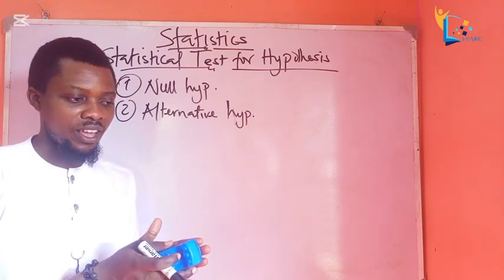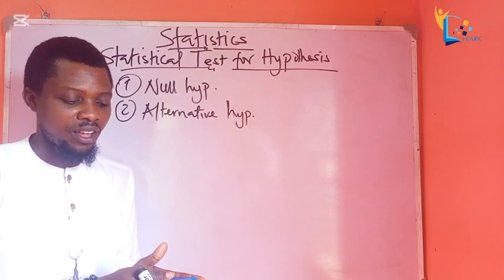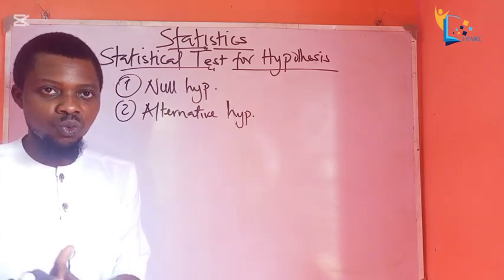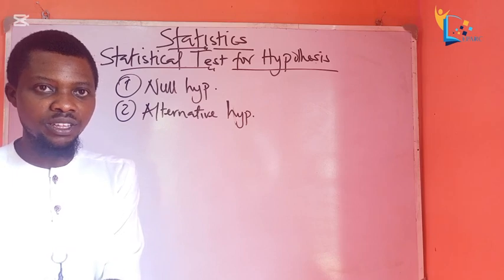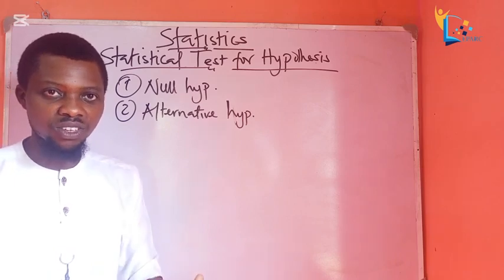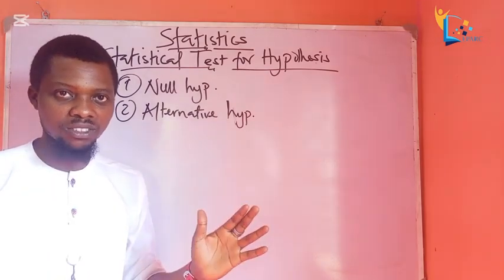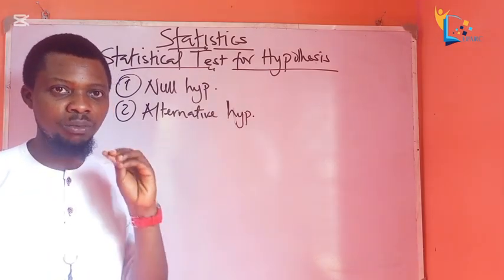For example, students in SS2A are equally brilliant with students in SS2B. Okay, so there is no difference here. So we're talking about the null hypothesis here. Okay, it is the hypothesis being tested.